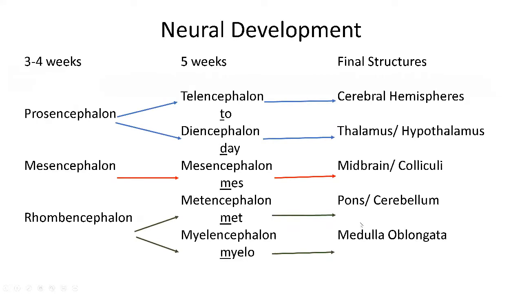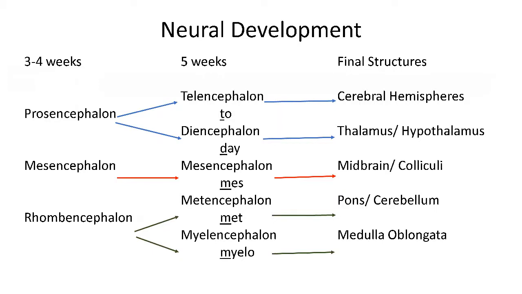This set of lectures will be about the brain, the parts of the brain, and how we are going to break it down. So the brain. Let's talk about neural development to start with. We break it down into three basic pieces.